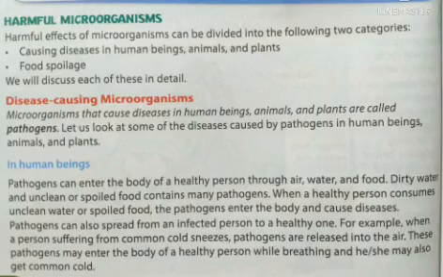Pathogens can also spread from an infected person to a healthy one. For example, when a person suffering from common cold sneezes, pathogens are released into the air. These pathogens may enter the body of a healthy person while breathing, and he or she may also get common cold.